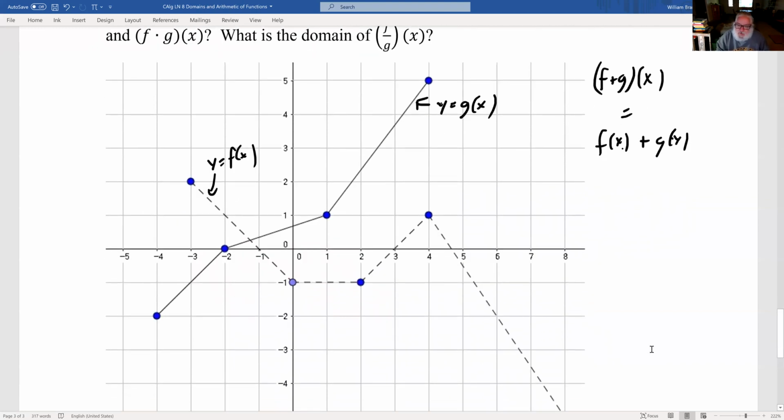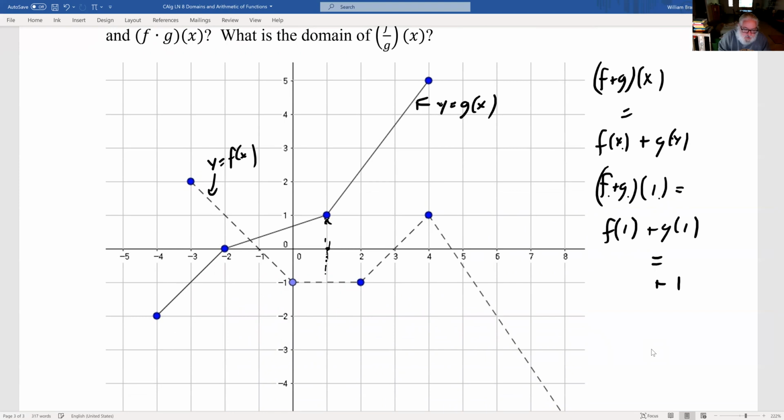So, for example, f plus g of 1 equals what? Well, it's f of 1 plus g of 1, right? Just taking the number 1, plugging it into both functions. So if we go to 1, g of 1 is 1. And f of 1, start at x equals 1, and we go down to the dotted line, is minus 1. So f of 1 plus g of 1 equals 0. So we're just adding up the y values for each one.